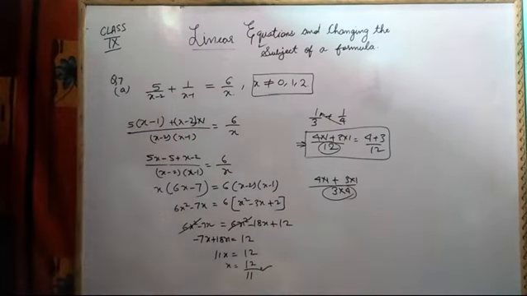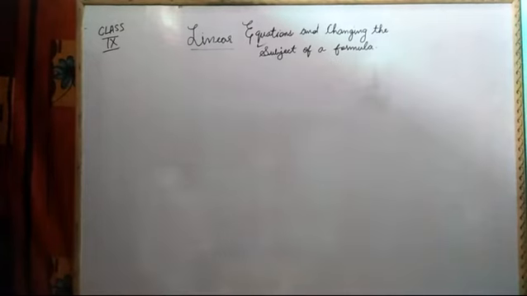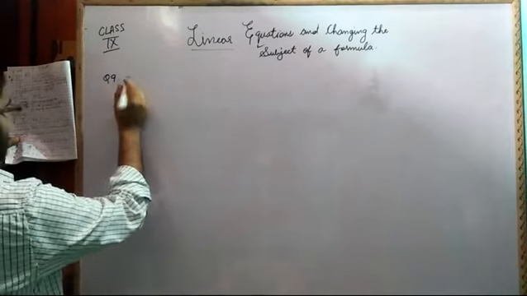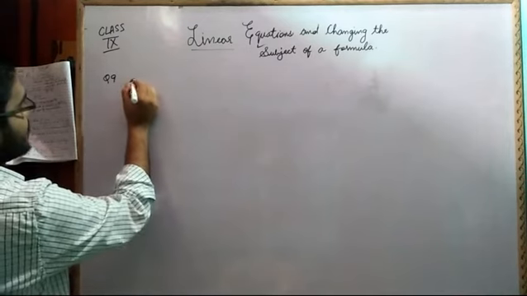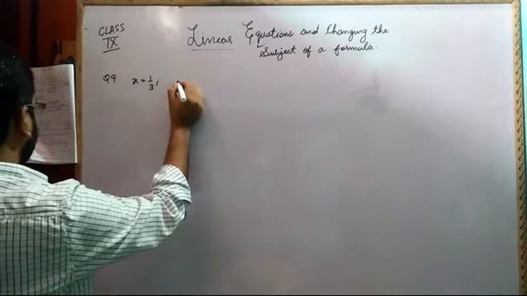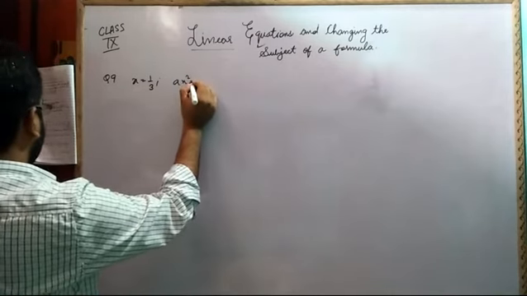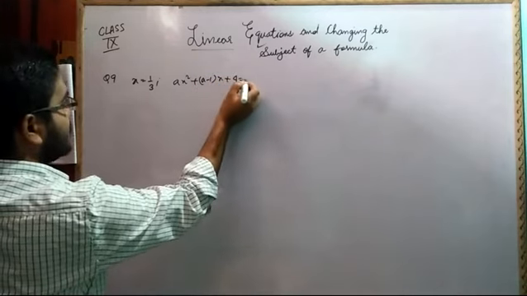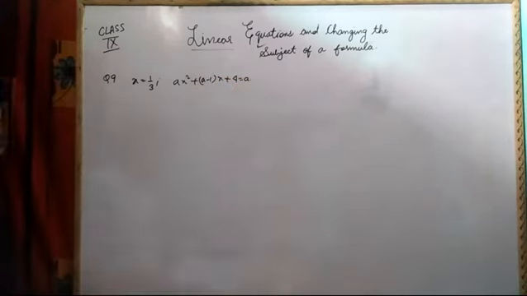Okay, this is correct. Now we will be moving on to our next question, question number 9. Question number 9 says find the value of a when x is given. Question number 9 only one part is there. x is equal to 1 by 3 given, then find the value of a when ax square plus a minus 1 into x plus 4 is equal to a. Find the value of a here.